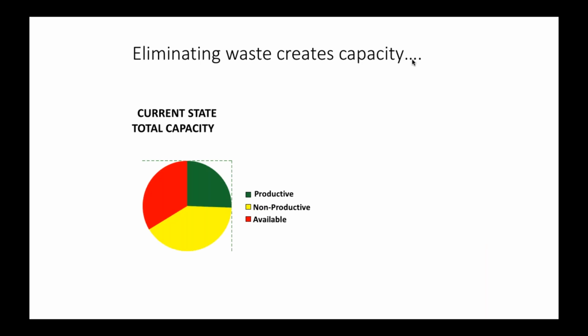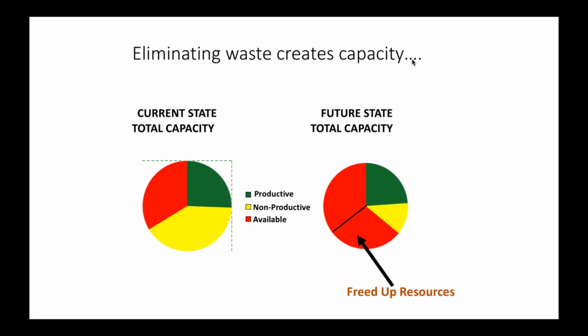The process of Lean in terms of implementing practices and continuous improvement is we have a current state level of capacity, productive, non-productive, and available. And ultimately, over time, what we do is we free up the resources. Most continuous improvement, most Lean initiatives create capacity. And that's what the box score reflects.